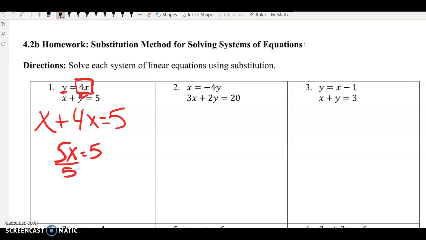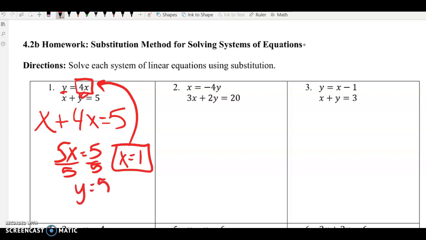I'm going to divide both sides by 5, and I get x equals 1. Now what I can do is plug x back into the equation up above that I boxed to tell me what y equals. So when I plug that in up top, I get 4 times 1, which is 5. Or sorry, 4. Woo, my brain today. 4 times 1 is 4. So an ordered pair would be 1, 4. That's where my two equations meet.